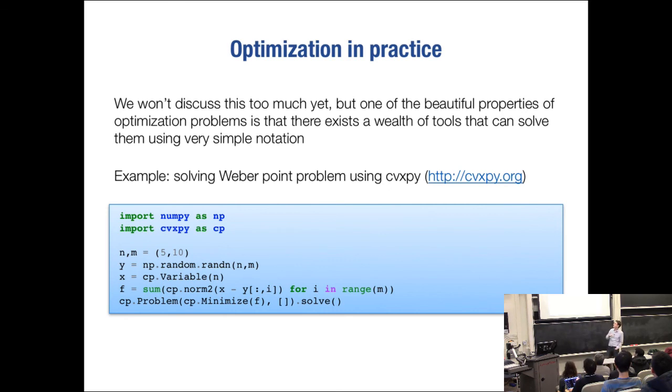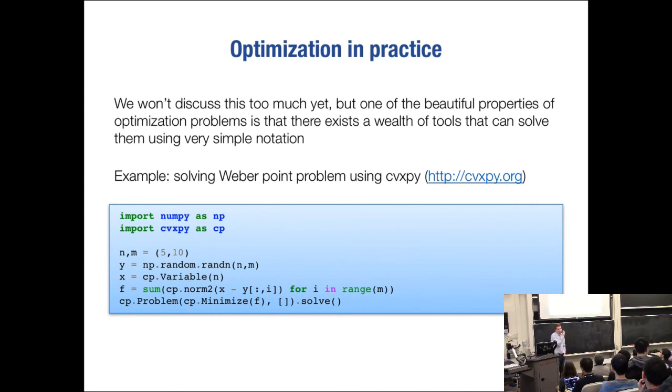But nicely enough, you can write these kinds of problems very easily in a lot of software packages. I'm just showing one here, a software package called CVXPy. There are a lot of similar ones. Essentially, a lot of software packages let you more or less write down optimization problems as you formulate them mathematically. So this problem is written as x is a CP variable with n dimensions. Our objective is the sum of norms between x and the yi points for all the yi's. Then we set up the problem of minimize f, and this thing here means there are no constraints, and then we solve it.